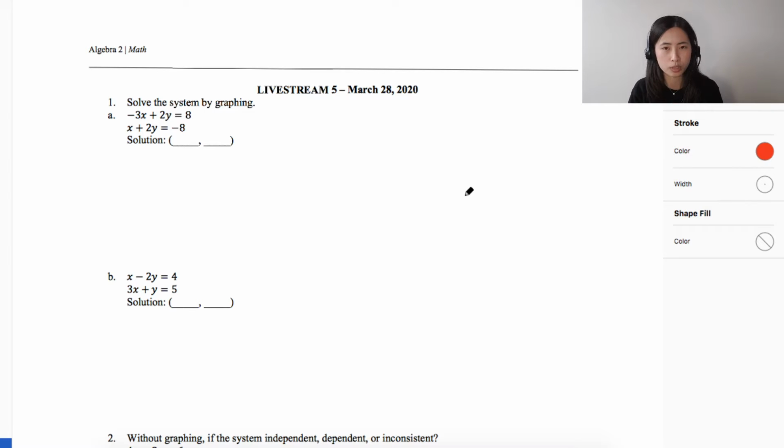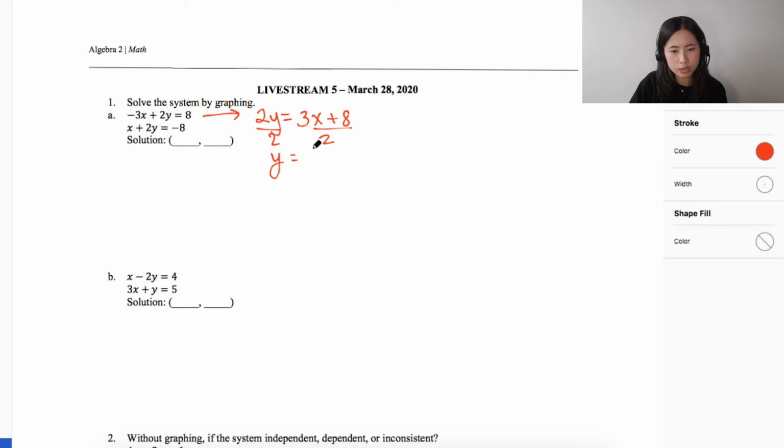Whenever we have two equations, or a system of linear equations, we need to think about when we're graphing, we need to find the point of intersection. So how do we find the point of intersection? Well, we need to graph them. For the first equation, we would have to isolate just y. So we would have 2y equal to 3x plus 8, divided by 2. So you end up with y is equal to 3 over 2x plus 4.